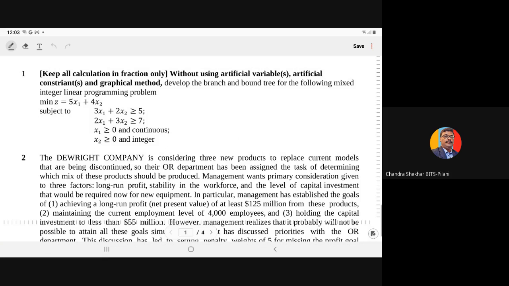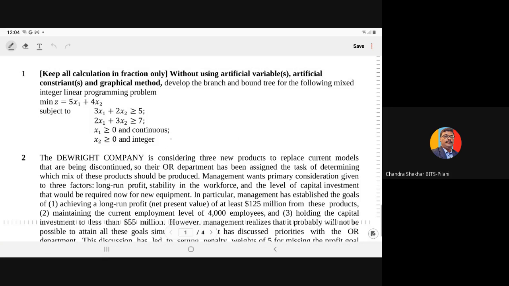Keep all calculation in fractions only, without using artificial variable, artificial constraint and graphical method. Develop the branch and bound tree for the following mixed integer linear programming problem. Minimize z = 5x1 + 4x2 subject to 3x1 + 2x2 >= 5, 2x1 + 3x2 >= 7, x1 >= 0 and continuous, x2 >= 0 and integer. So first of all, this is a problem from mixed integer programming.